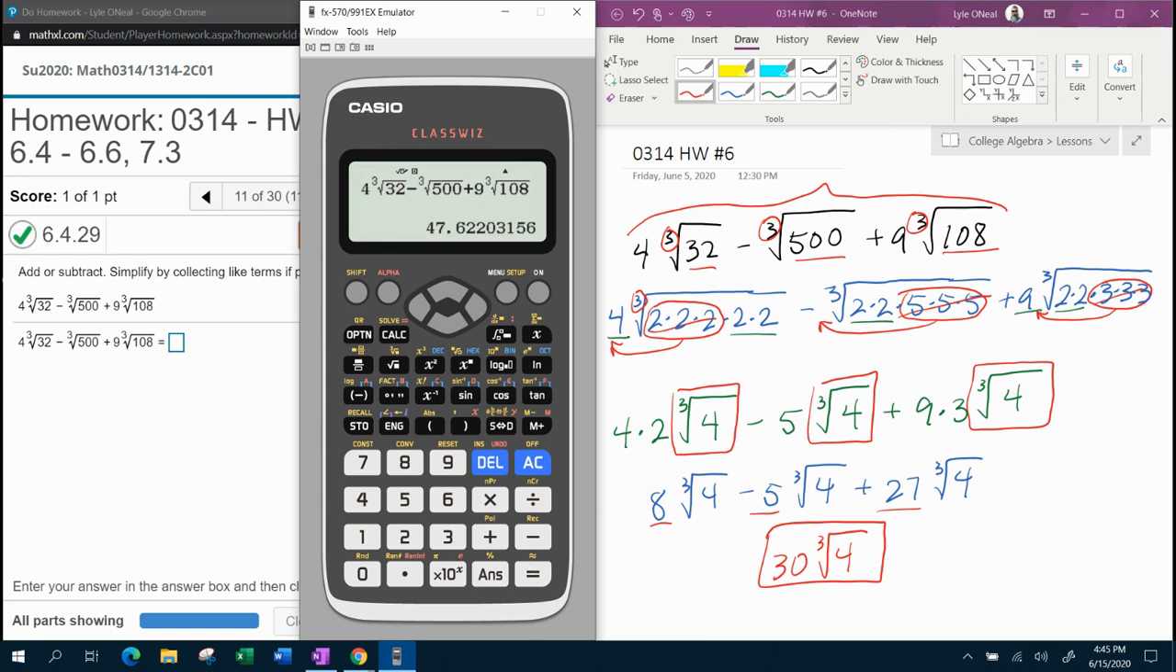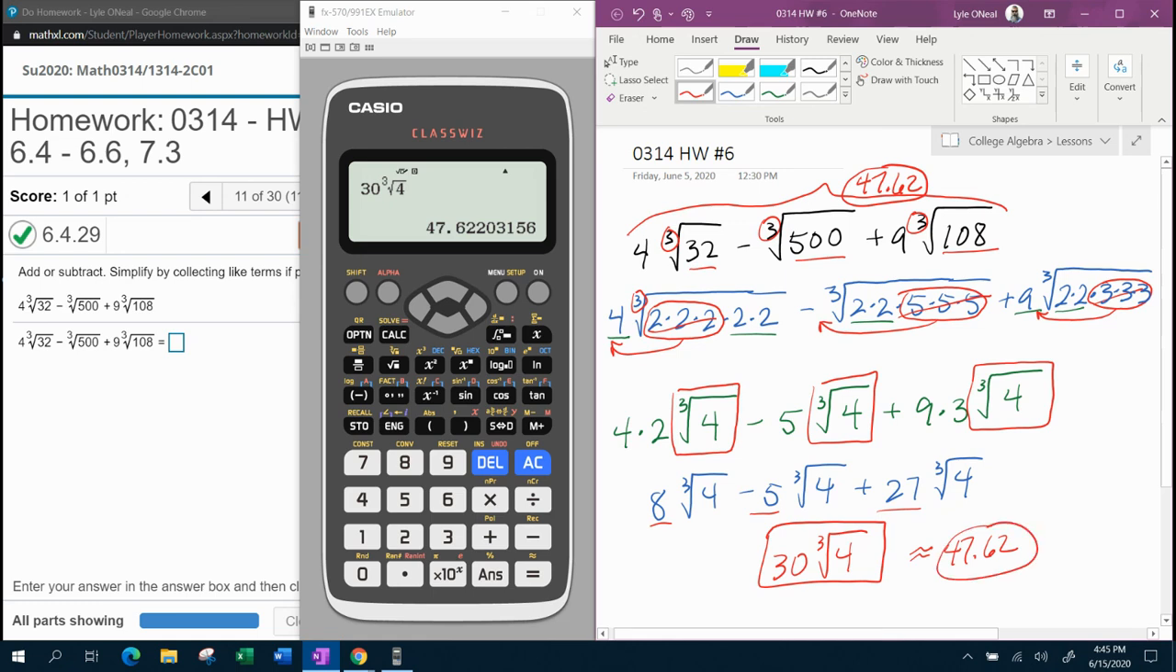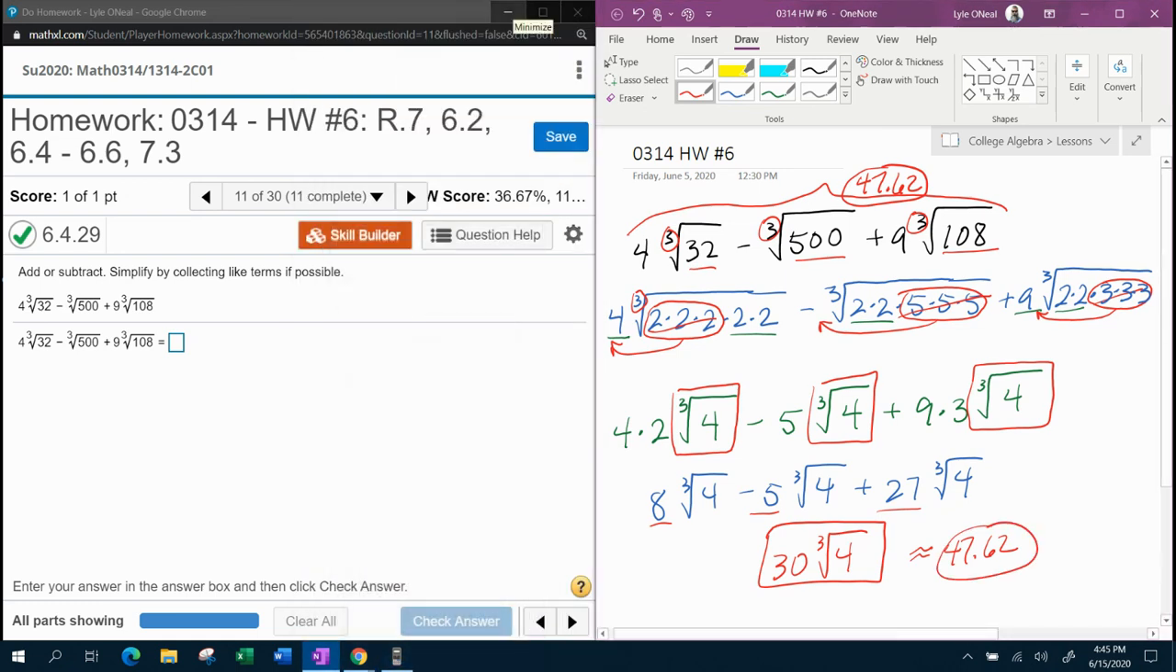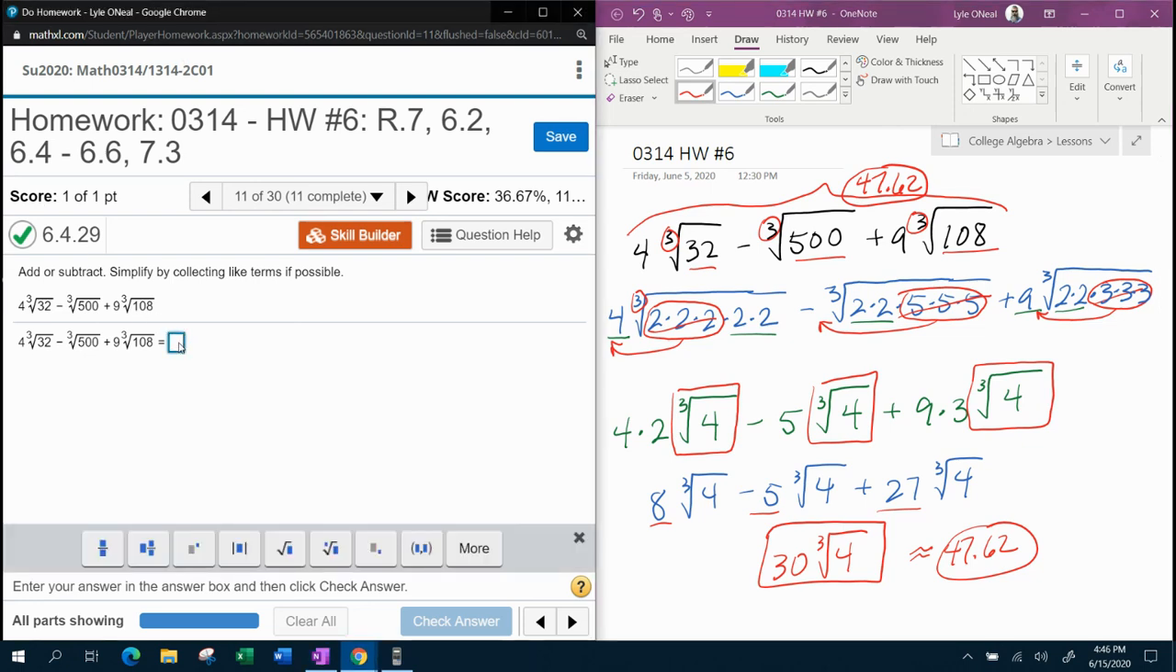And the calculator says that that is approximately 47.62. Notice it gives me the decimal approximation, not the radical form of the answer, okay? But now to check and see if my answer is right, I'm now going to put in the answer, 30 cube root of 4, and look at that. It gives me the same decimal approximation, and so that tells me that I am probably right, okay? That's a good way to check and see if your work is correct.